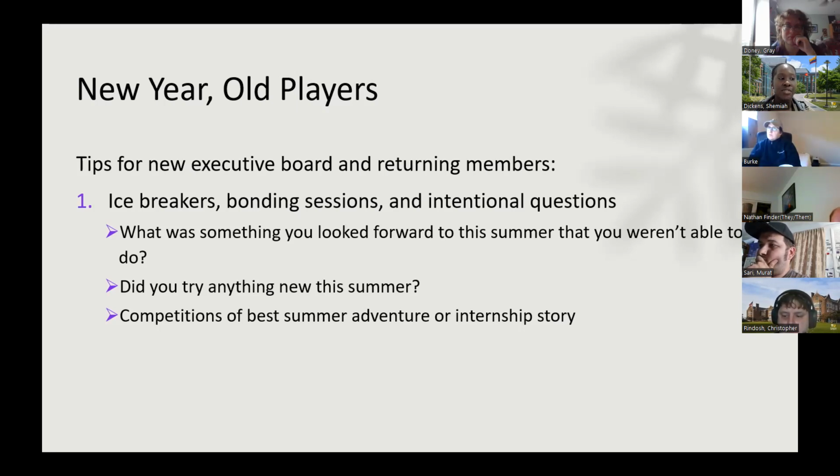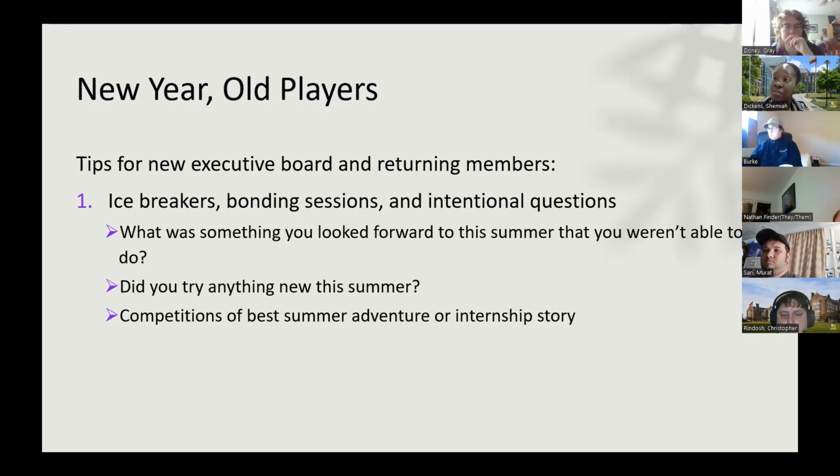Also, competitions of the best summer adventure or internship story. This is going to be a great tool that you use as your returning members come back, right? I use the word competition, but it can simply be a conversation. When we're talking about involvement, maybe a competition is great. Maybe we have an Instagram challenge where the person with the best story gets ice cream or gets to come to the executive board meeting. I don't know, depending on where you are in your package and financial means. But I just say that to say, involvement can look different ways.